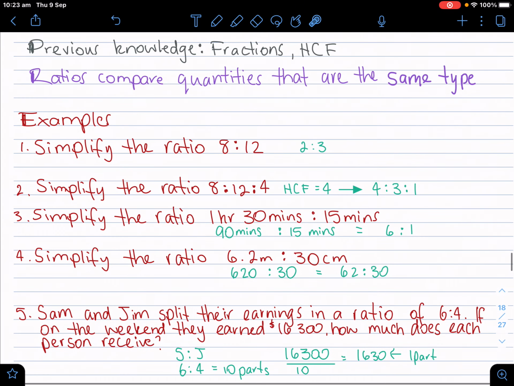So what are ratios? Well, a ratio is when we compare quantities that are the same type. For example, boys to girls, they're both humans. Or meters to meters, they're both in the same measurement type. So let's go through some examples.